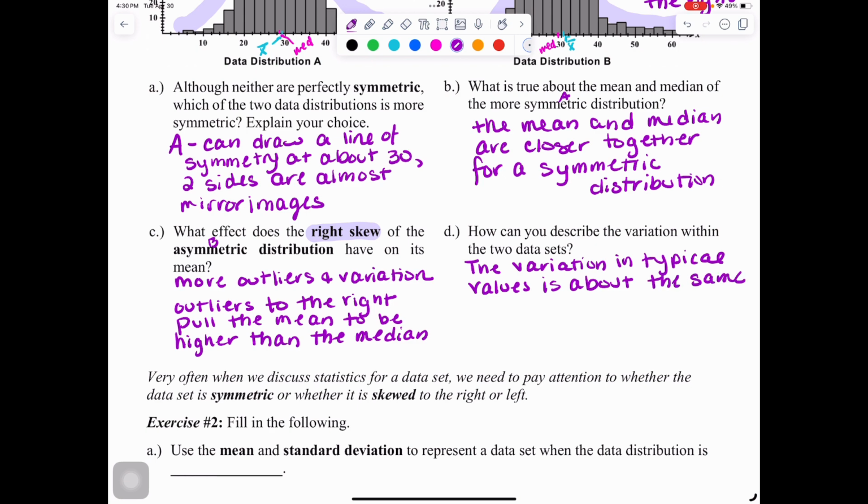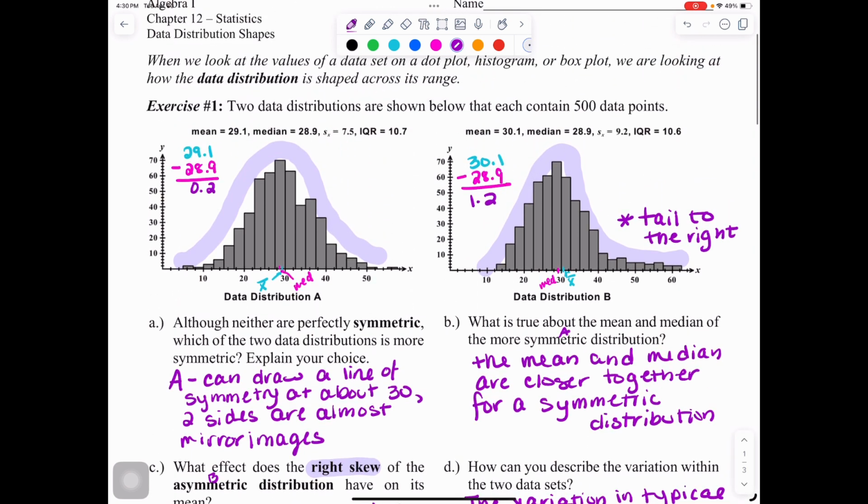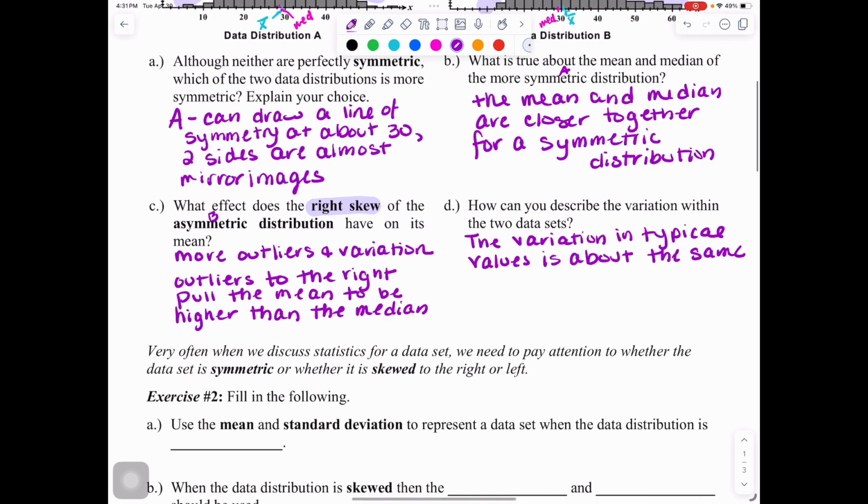And here's why I'm saying that. When I go up and take a look at the standard deviation and at the IQRs in particular for these two distributions, I have an IQR of 10.7 and I have an IQR of 10.6. They're basically almost the same. So here I'm going to put nearly equal IQR.